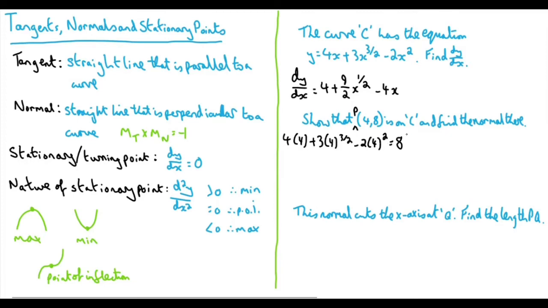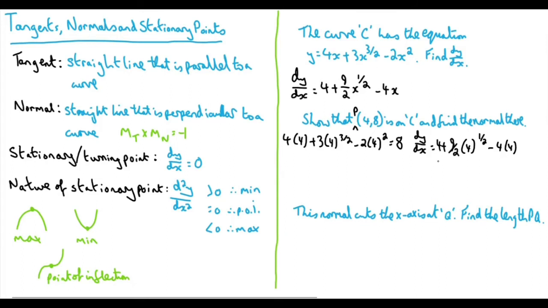And then as for the normal, because that's the perpendicular straight line going through that point P, we're going to be making a y equals mx plus c. We already have the x and y, but we're going to need the m before we can work out c. So if we work out the gradient of the tangent first, so that our dy over dx would equal 4 plus 9 over 2 lots of 4 to the power of a half minus 4 lots of 4, per the differential we got before.